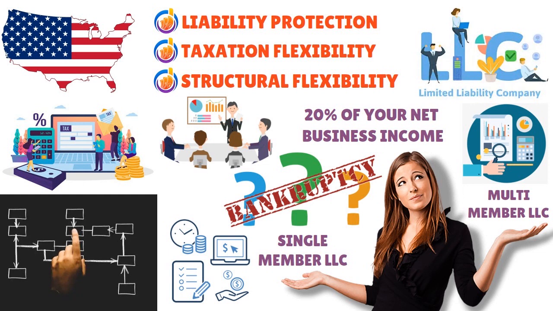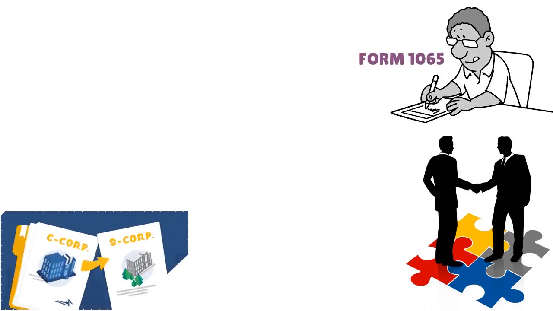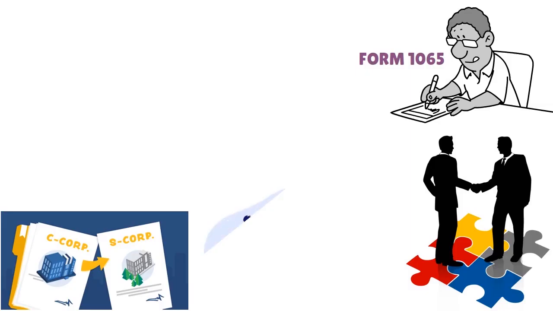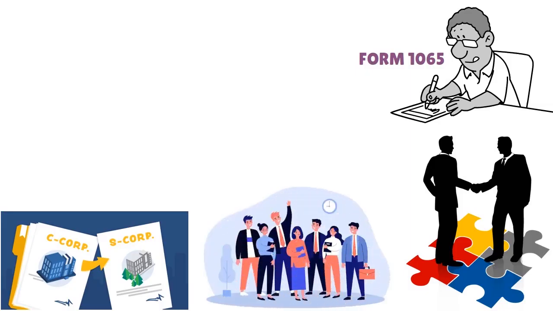And so if you are an LLC, you can choose to be taxed as a partnership. Basically, you are filing Form 1065. You can choose to be taxed as an S corporation. You can file Form 1120S, or you can choose to be taxed as a C corporation, in which case you file Form 1120.